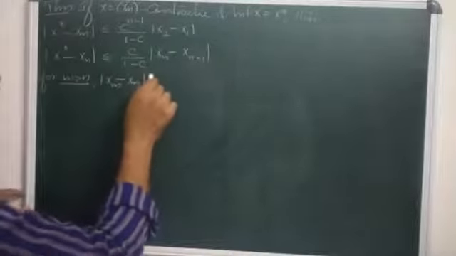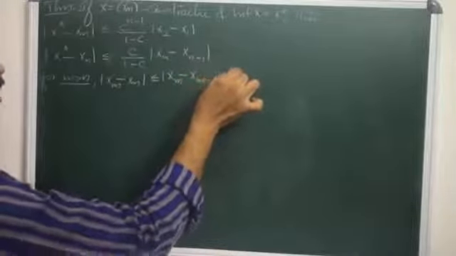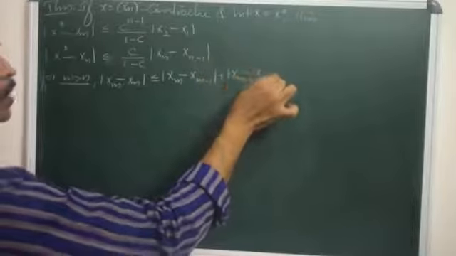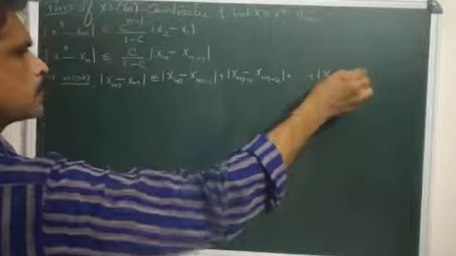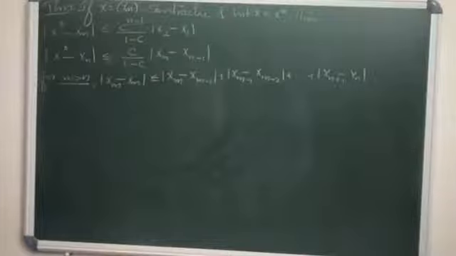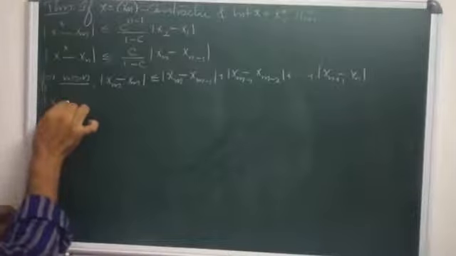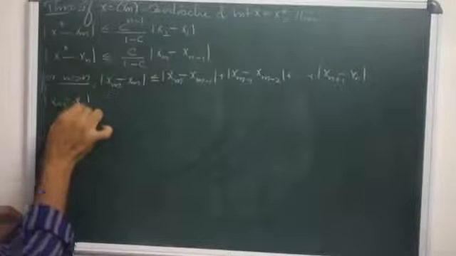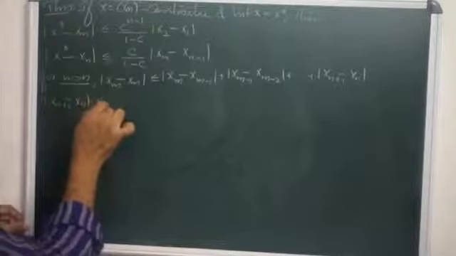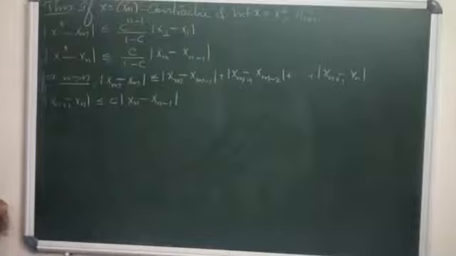|xm - xn| is less than or equal to, as by the previous argument, |xm - x_{m-1}| plus |x_{m-1} - x_{m-2}| plus, and so on, plus |x_{n+1} - xn|. But since (xn) is a contractive sequence, it means |x_{n+1} - xn| is less than or equal to c times |xn - x_{n-1}|. Why? Because (xn) is a contractive sequence.